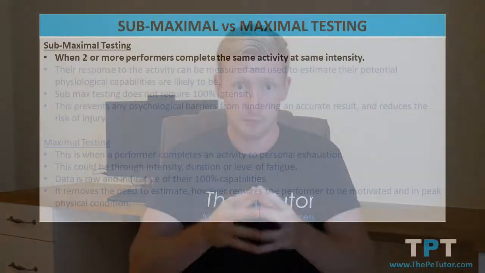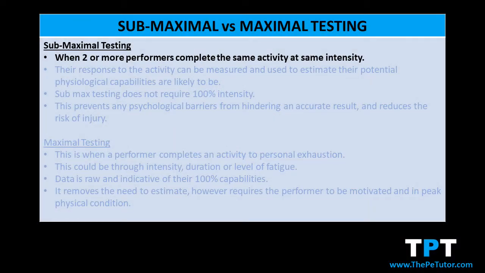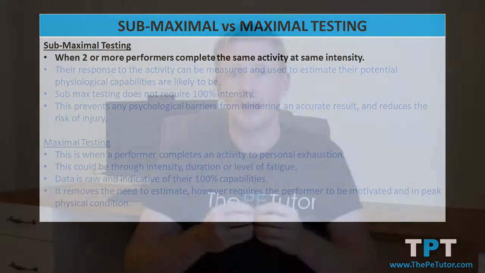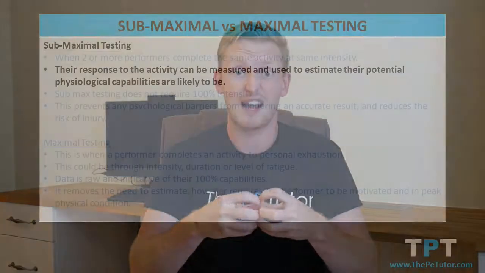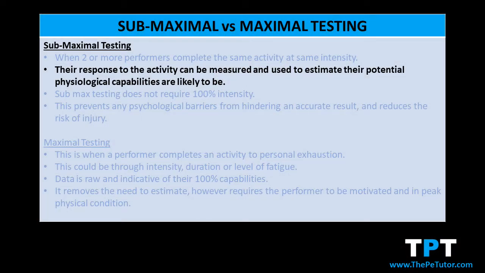When completing fitness tests, we can choose between 2 categories: sub-maximal fitness tests or maximal fitness tests. Sub-maximal fitness tests are when 2 or more performers complete the same activity at the same intensity. How they respond to that activity can then be measured and be used to actually ascertain what their potential physiological capabilities are likely to be.